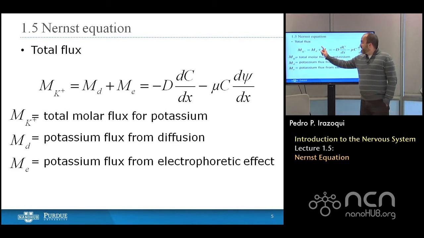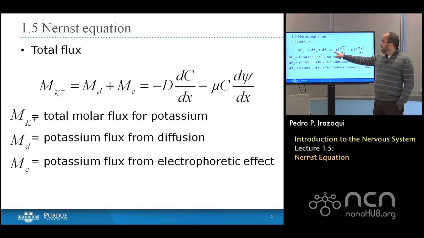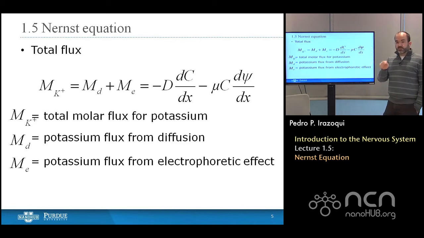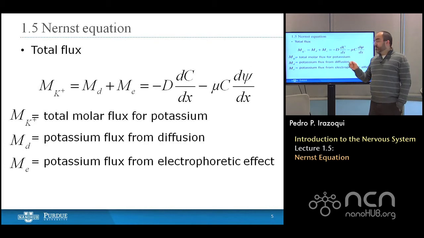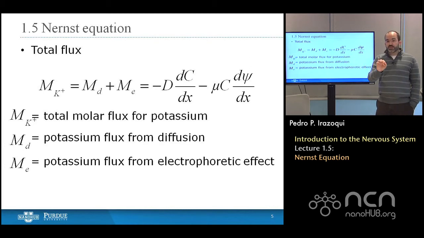So it's going to be the sum of MD and ME, and that will equal minus D, the diffusion coefficient, multiplied times the derivative of the concentration with respect to position inside to outside of the cell, minus mu, the mobility, multiplied times the concentration, multiplied times the derivative of psi, the local potential, as you move from inside to outside of the cell. So that is the total flux.